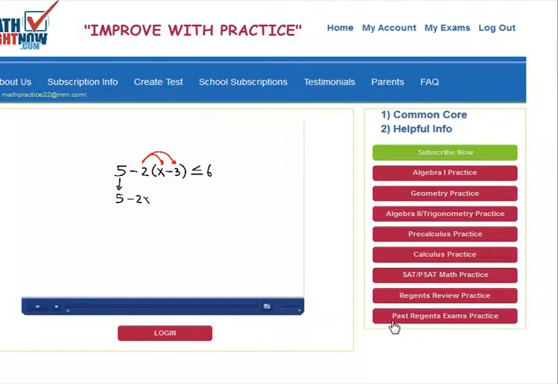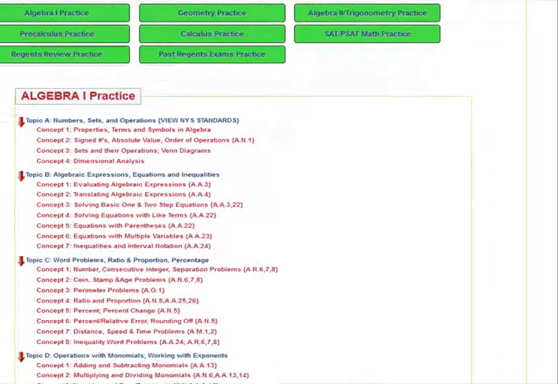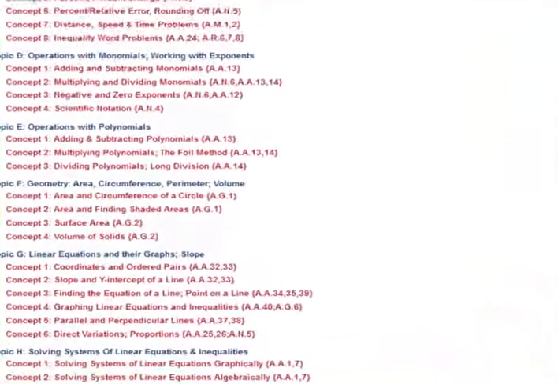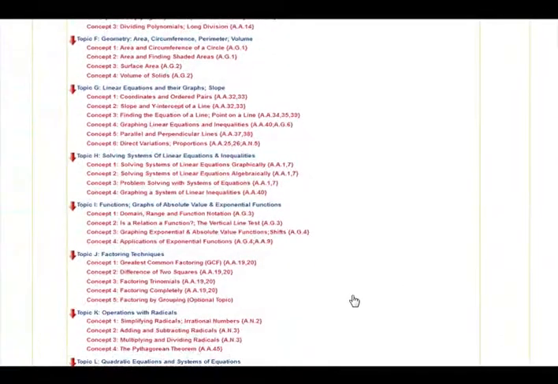Suppose you're a student in algebra and you'd like to practice a specific topic. You can click on algebra, and that leads you to our topic page for algebra. Notice our topics are all clearly listed, and you can scroll down to find the topic you're interested in. Suppose you're interested in factoring.